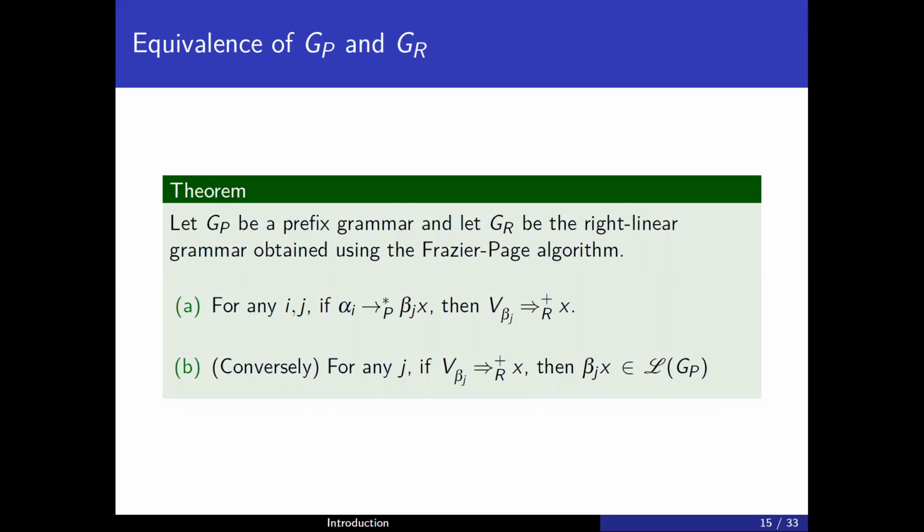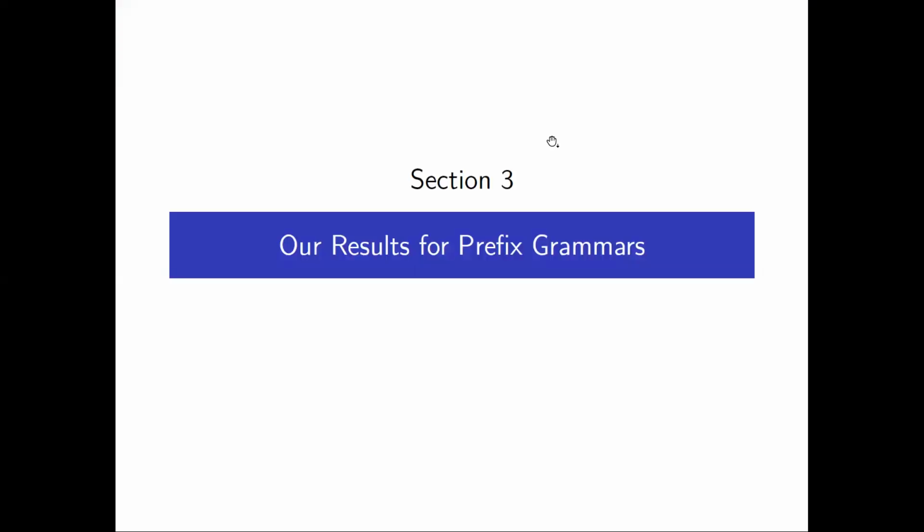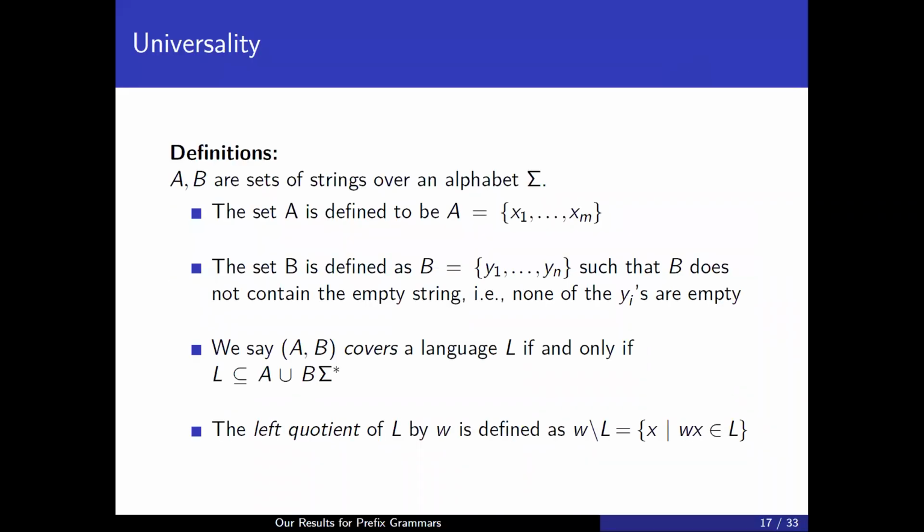Up next, we're going to talk about our results for prefix grammars. The first problem we're going to take a look at is the universality problem. We'll start with refreshing on some definitions.